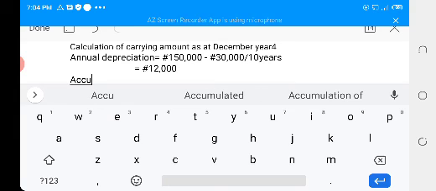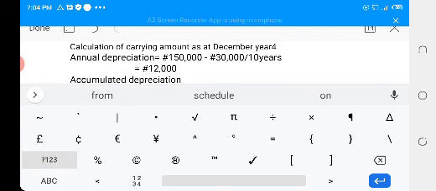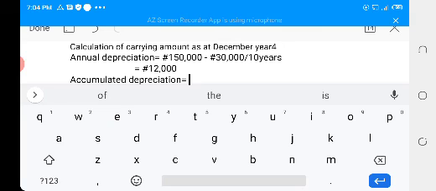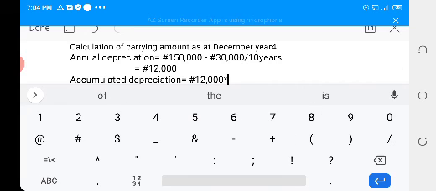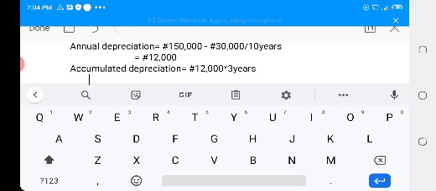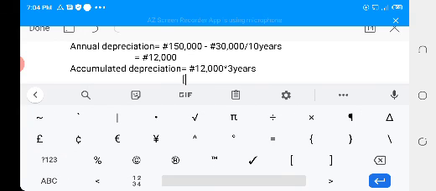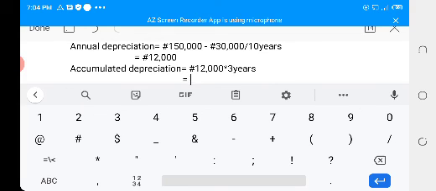Now the accumulated depreciation, because we must look for the carrying amount. The accumulated depreciation will be the 12,000 times the 3 years that they've charged. So we have 36,000.